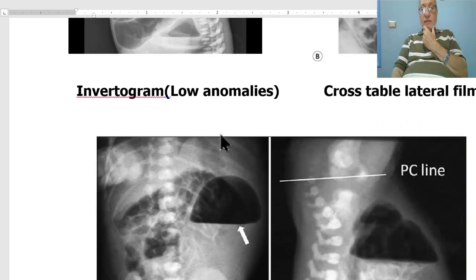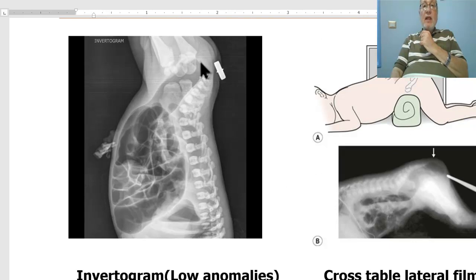This is the inferior surface of the pubic bone and the coccyx, the pubococcygeal line. If air is inside the rectum, this is air inside the rectum, and above that line, it is a high anomaly.